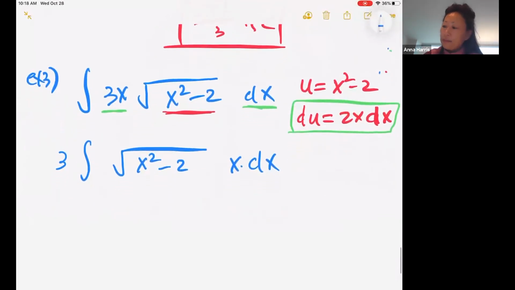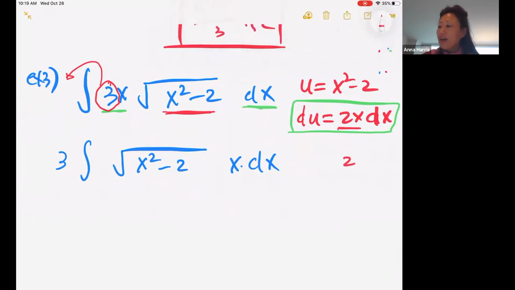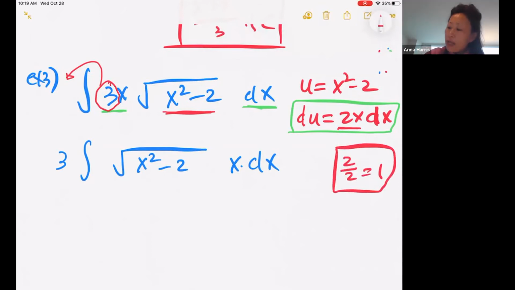I took it out. Watch carefully, you guys. I took out the 3 in front of the integral because I don't want to worry about my 3. What I need is 2, okay? So I'm going to multiply this problem by 2, and then I will divide it by 2, like this. If I do 2 divided by 2, what's that equal to? 1, isn't it? So that's the concept we're using. Since I multiply by 2, I have to divide by 2.